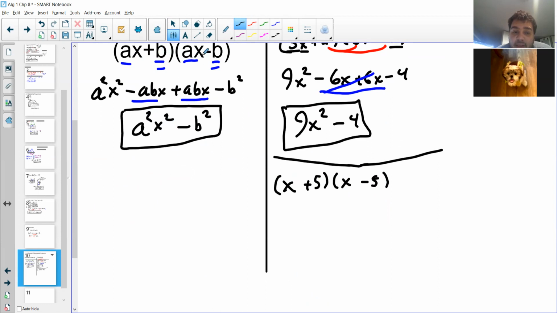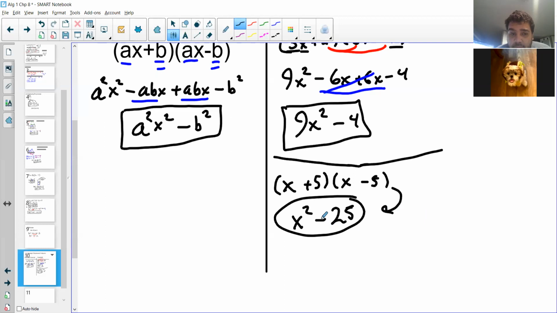Here I have AX plus B, here I have AX minus B. So what I'm going to do is A squared, X squared. The number in front is 1. 1 squared is just 1, so I don't really need to write that. X squared minus B squared, so 5 squared, which is 25. So if you notice this pattern, you can skip right to the final answer.